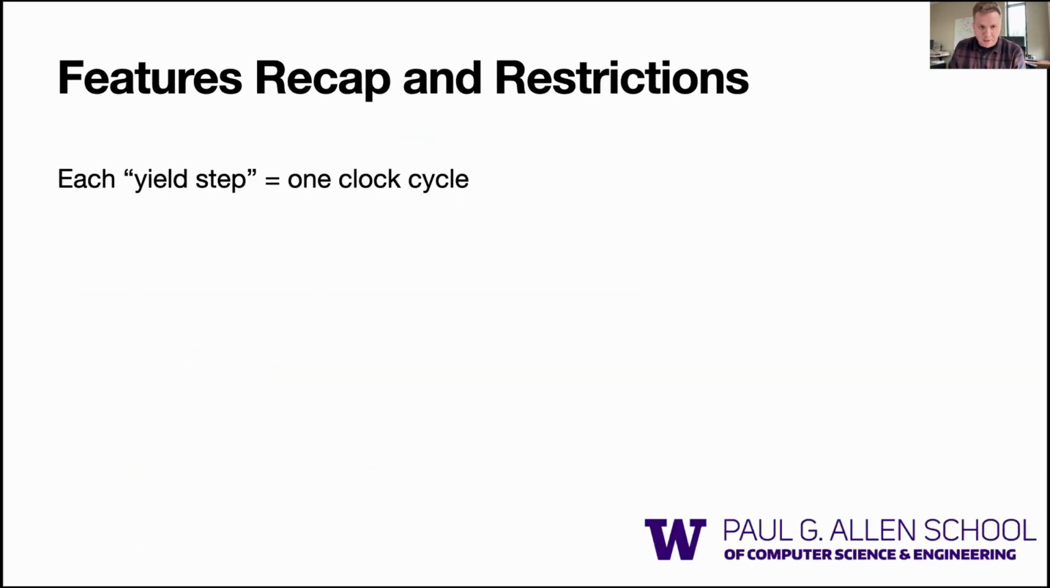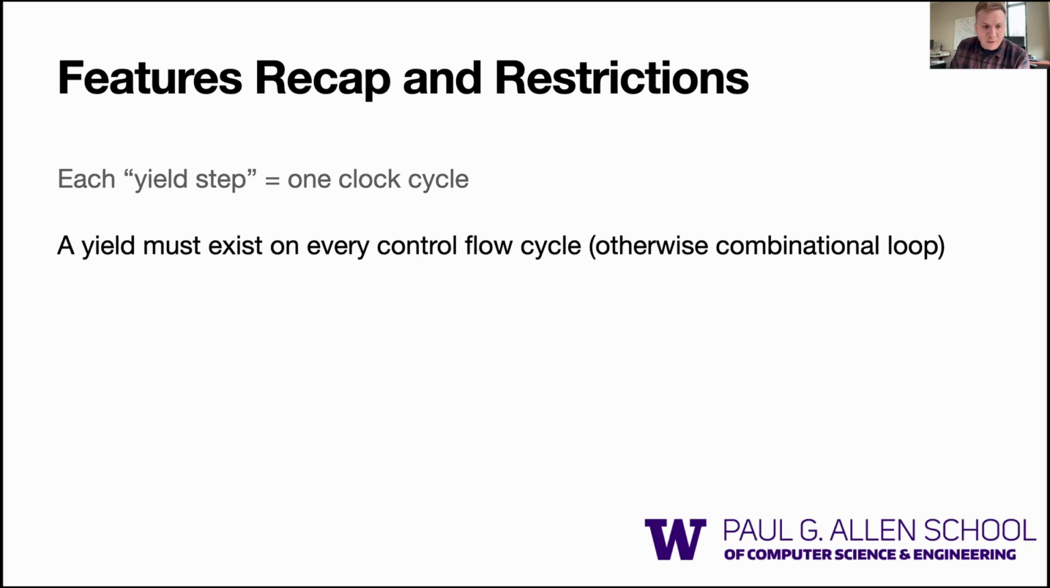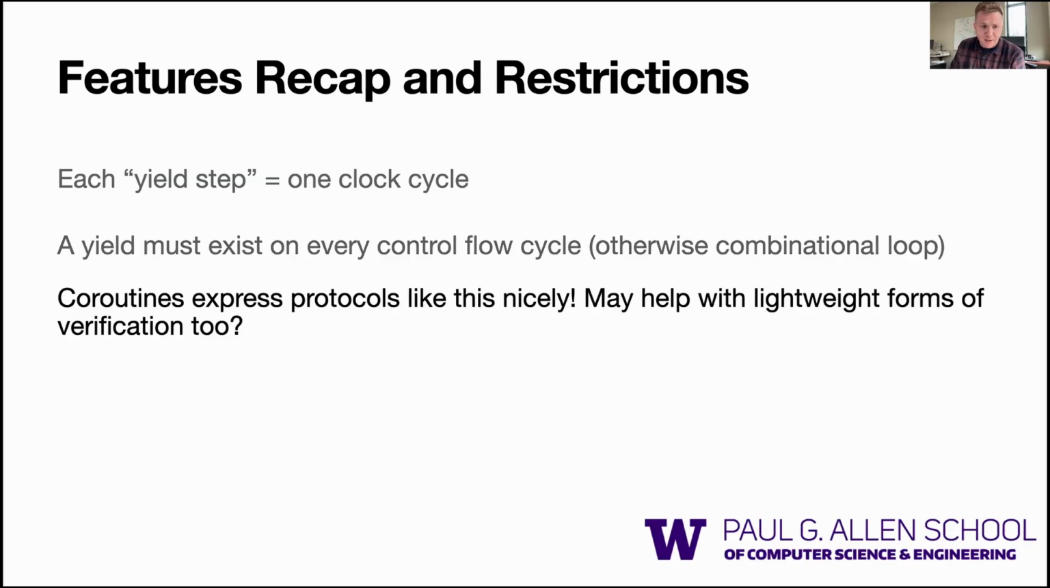So just to recap the features of this language we're working on, a top coroutine is invoked once per clock cycle, which then steps all of its child coroutines, and effectively every yield point is a time boundary. As such, a yield must exist on every control flow cycle, otherwise this is expressing a combinational loop, which violates the abstraction boundary we're intending this language to design at.